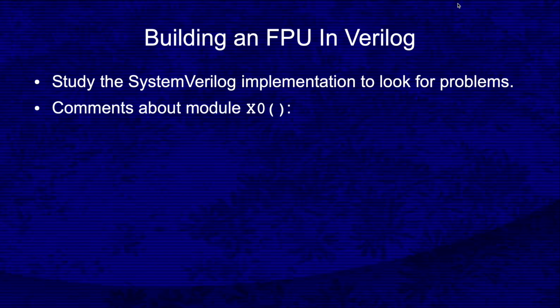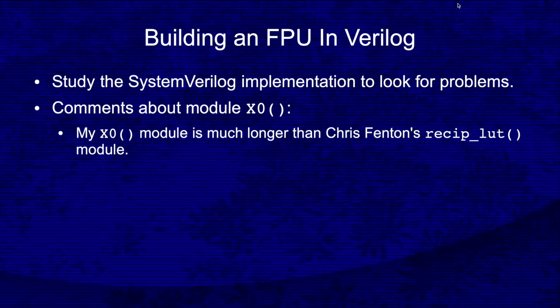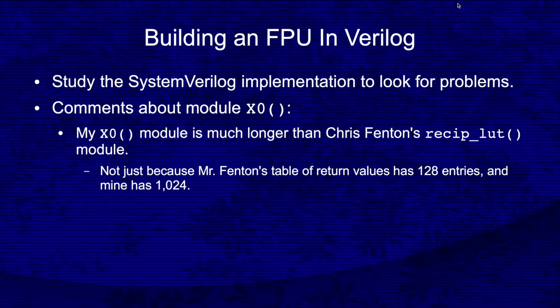Before wrapping up the video, I do want to make a few comments about my implementation of the X0 module, that is, the module which generates the initial guess for the Newton's method iterations. The code I've written is much longer than the code which Chris Fenton has written for his Reciprocal module. And it's not just because my lookup table has 1024 entries versus the 128 entries in Mr. Fenton's table, though that does play a part.